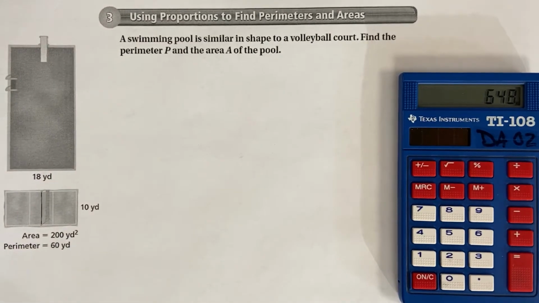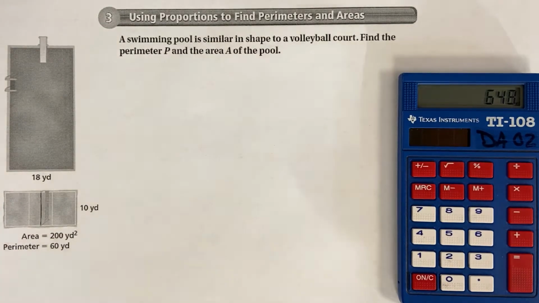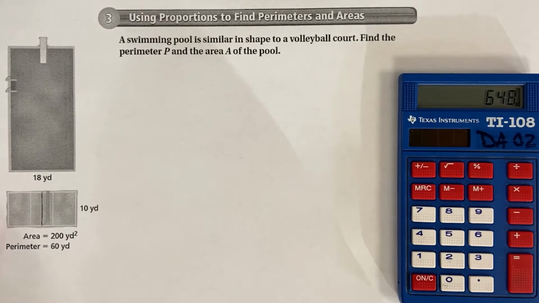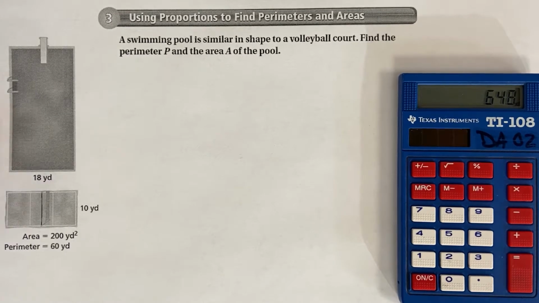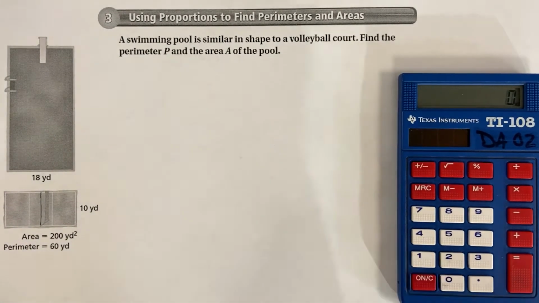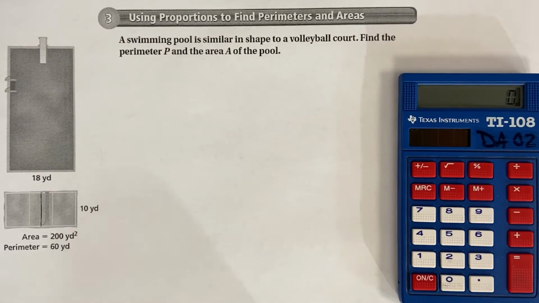Now, one thing I want to make sure we get straight: this is not saying that every volleyball court is similar to a swimming pool. What it's saying is there is a volleyball court that they know has similar, or proportional, dimensions to a specific pool. So we can use that in this specific problem. What we're going to be talking about is how to do that.